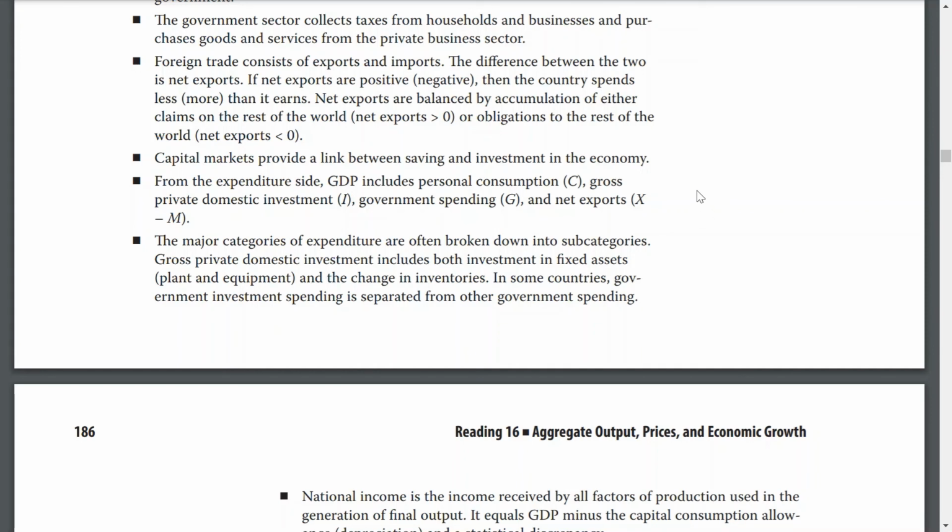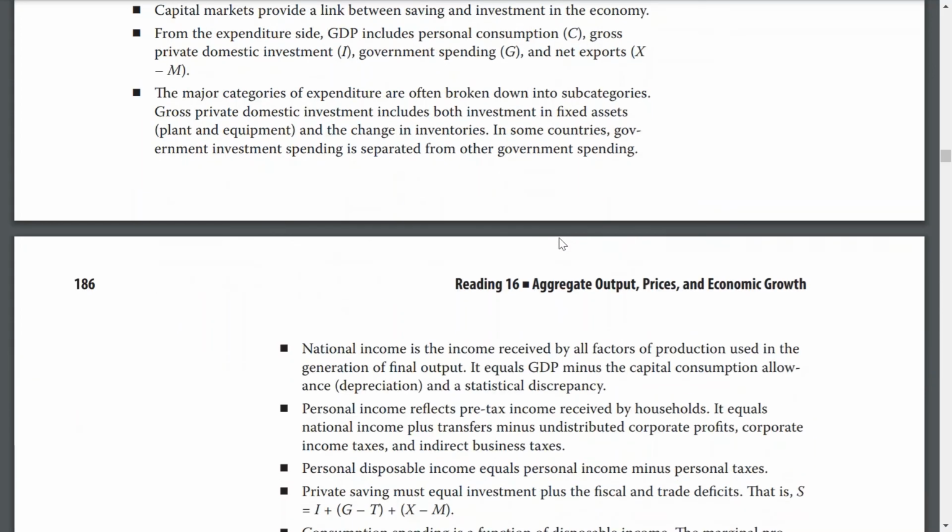From the expenditure side, GDP includes gross personal consumption, which is C; gross private domestic investment, which is I; government spending, which is G; and net exports, which is X minus M, where X is exports and M is imports. The major categories of expenditure are often broken down into subcategories. Gross private domestic investment includes both investment in fixed assets, plant and equipment, and changes in inventories. In some categories, government investment spending is separated from government spending.